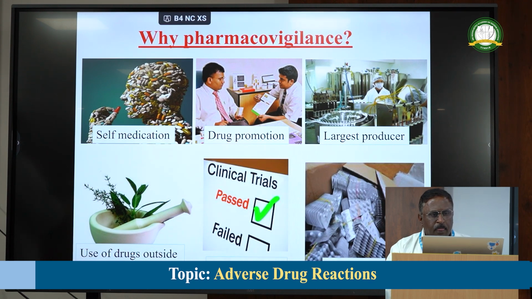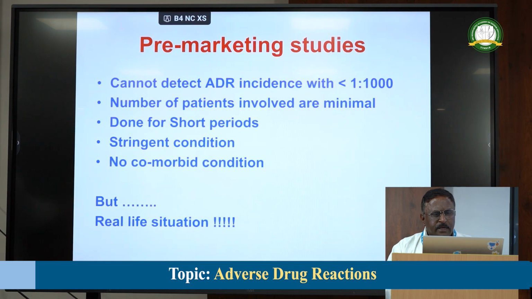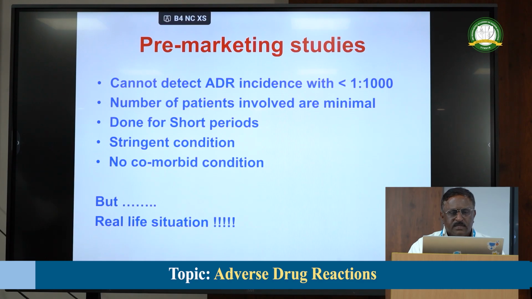Online purchase is one more problem, where you get the drugs to your house only from the agents. Pre-marketing studies cannot detect everything, because we study only in a small population, the number of patients involved is very minimal, and it is done in a short period. There are stringent conditions, and no comorbid conditions will be there. But in a real situation it is not like that.